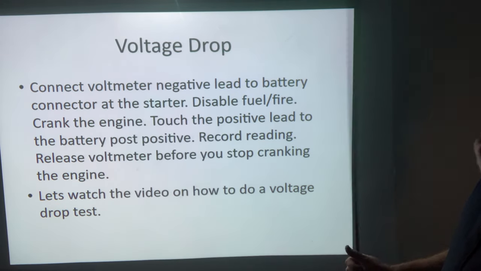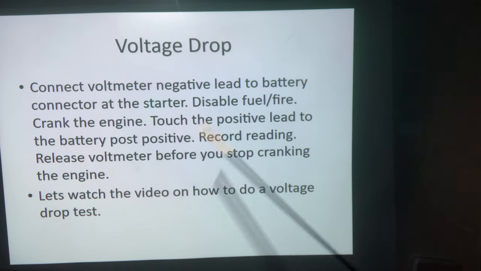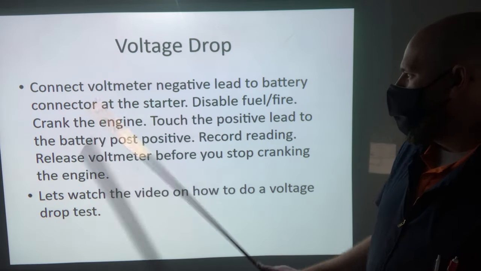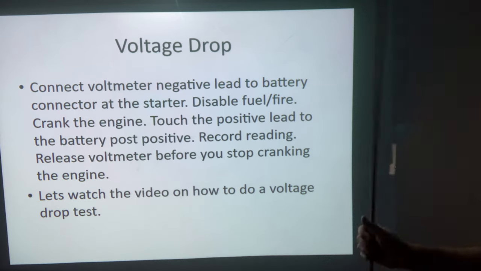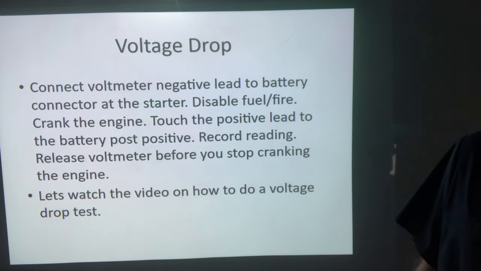Voltage drop: connect the voltmeter negative lead to the battery connector on the starter. Disable the fuel and fire the ignition. Crank the engine. Touch the positive lead to the battery post positive. Record the reading. Release the voltmeter before you stop cranking the engine. We'll watch a video on how to do voltage drop tests a little later. I'm not going to do it right now.